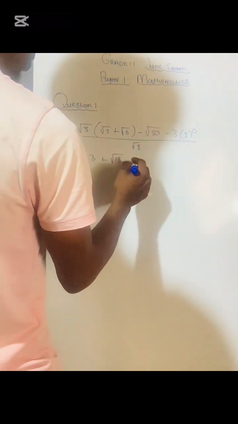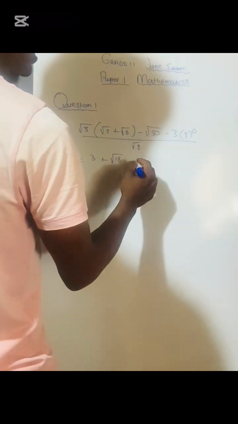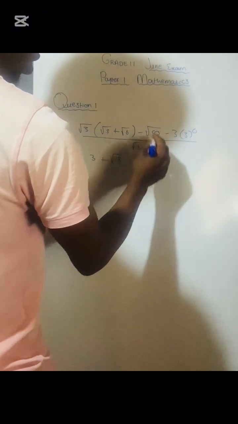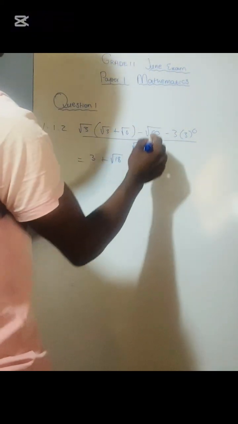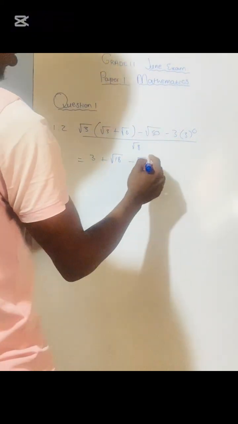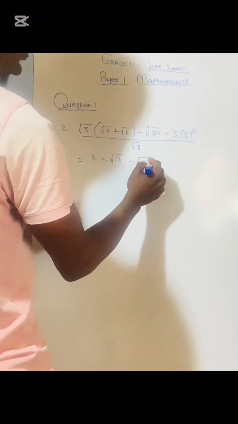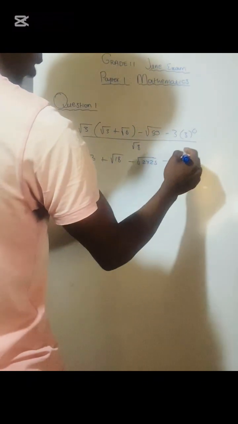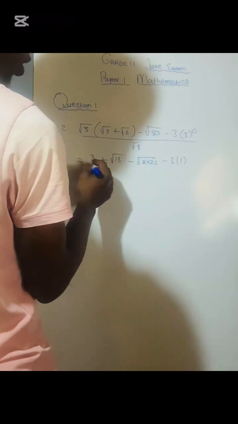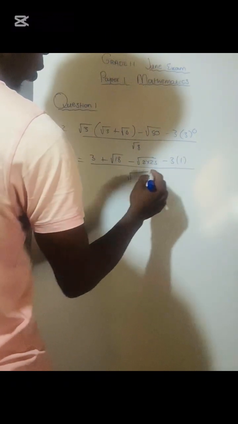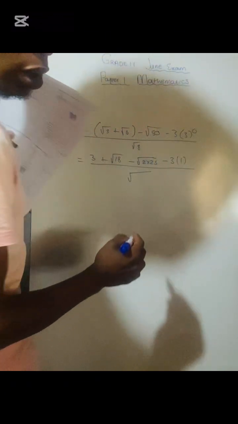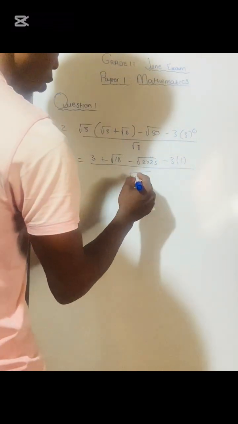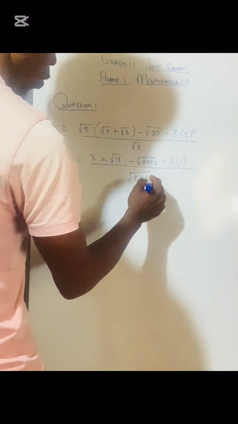Then we are going to simplify the other part here. For you to get 50, it's 2 multiplied by 25. Therefore minus 3, then any number to the power of 0 is 1, divided by square root of 2 times 4.